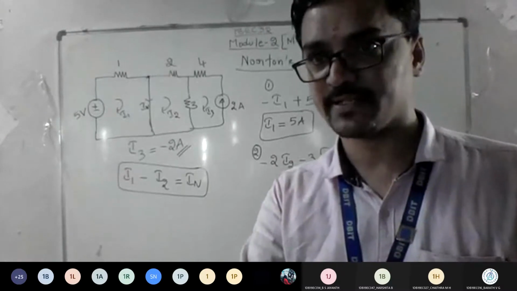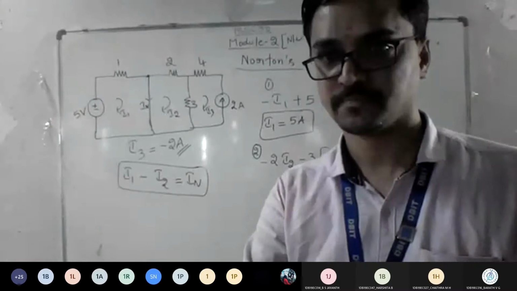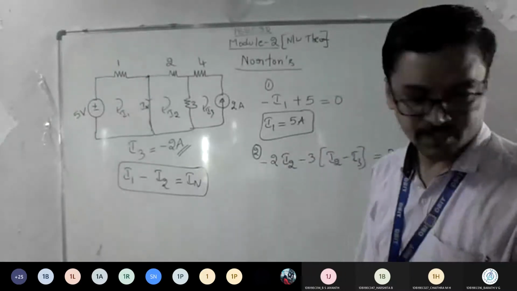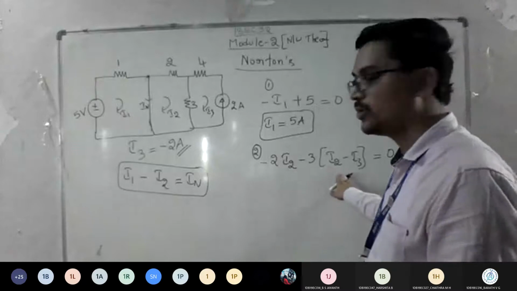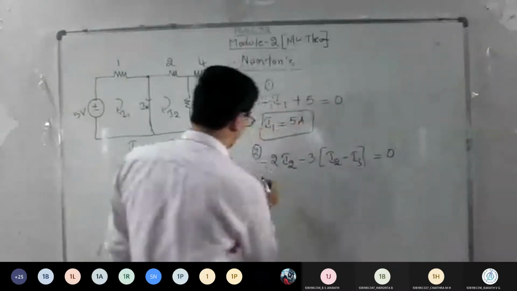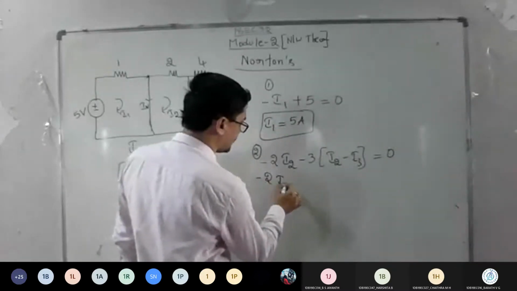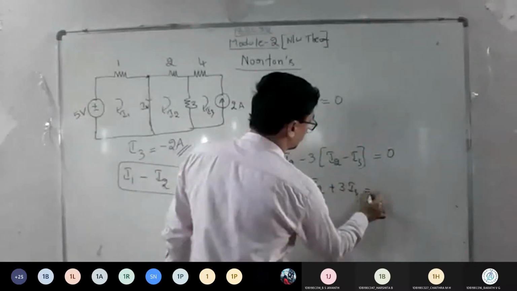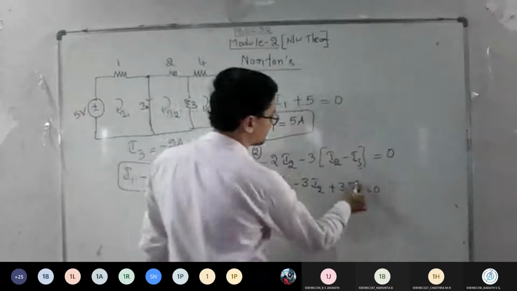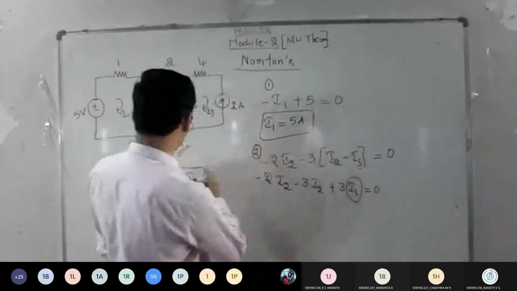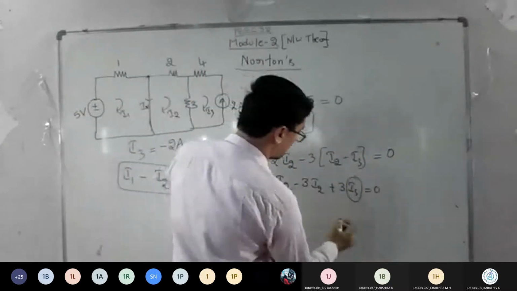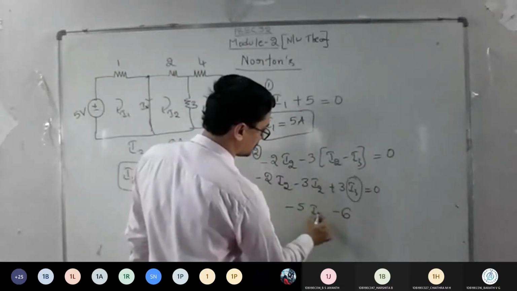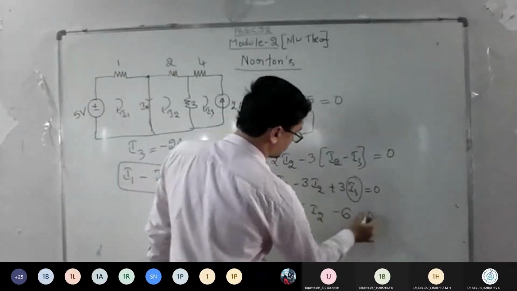If you have any doubts, you can ask here. Is it fine what I wrote? Yes, sir. Okay. So now what is the thing you already know? That is your I3 answer. Let me write the equation first: minus 2I2 minus 3I2 plus 3I3 equals 0. So I3 answer you got, how much? Minus 2. So now it's minus 5 minus 6 equal to 0.